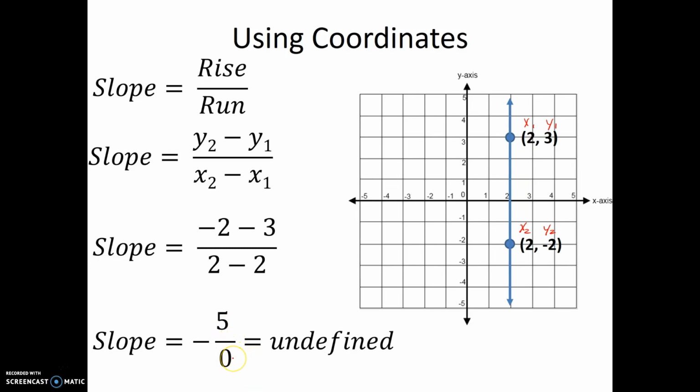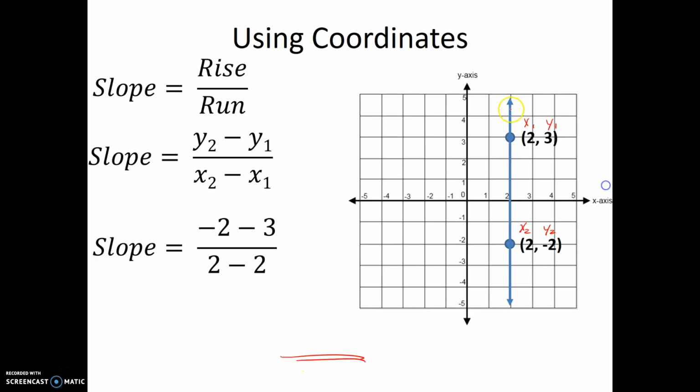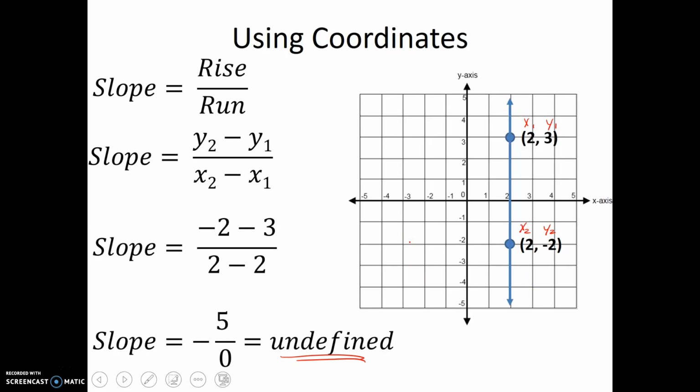That's just not possible. And so whenever you divide a number by 0, you have a slope like this where the number is on top of 0. We're going to call that undefined, okay? You will not say that a vertical line has a slope of 0. That's not correct. The slope is undefined, and that's how you will answer that type of problem.